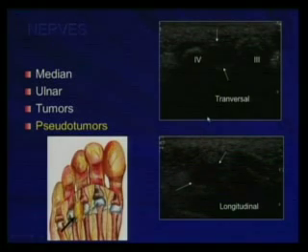So the differential diagnosis of forefoot pain is usually stress fracture, intermetatarsal bursitis, or Morton neuroma. If you see a solid mass, it's Morton neuroma, and if you see a fluid lesion, it's probably intermetatarsal bursitis.